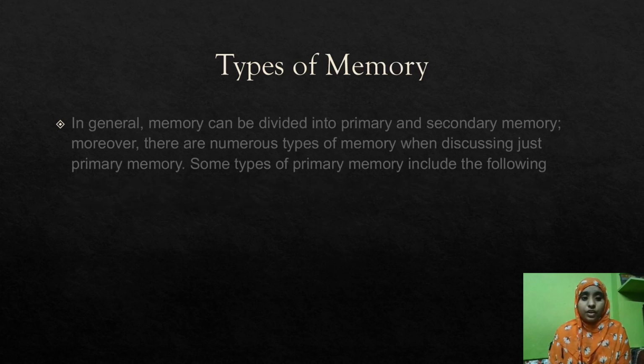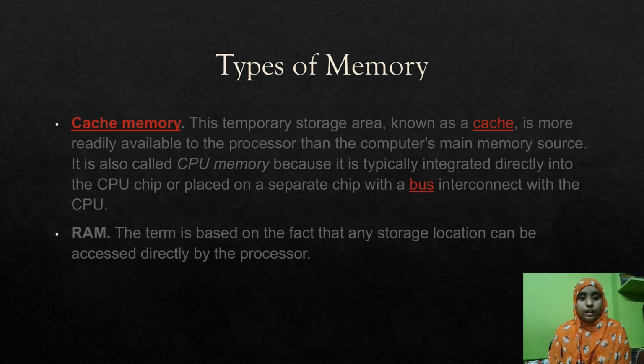Types of memory. In general, memory can be divided into two types, primary memory and secondary memory. Moreover, there are numerous types of memory. When discussing just primary memory, some types of primary memory include the following. Let us discuss about primary memory and secondary memory.